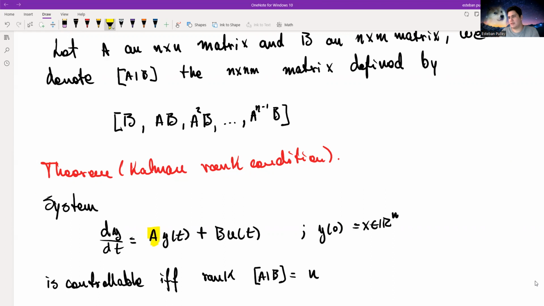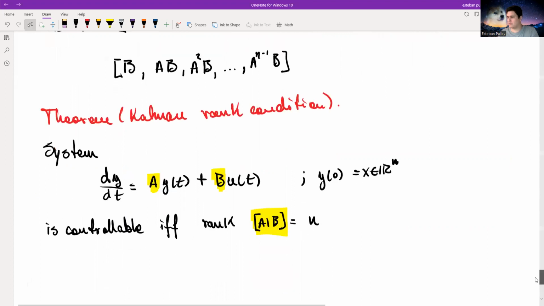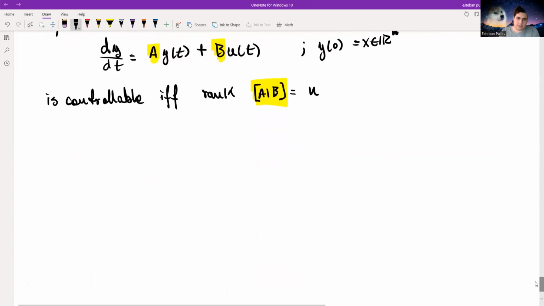So I take this matrix, I take the other matrix B, and I construct this AB matrix. If the rank of this matrix is m, the system is controllable. But we need some previous results to prove it, so we're going to define other things.